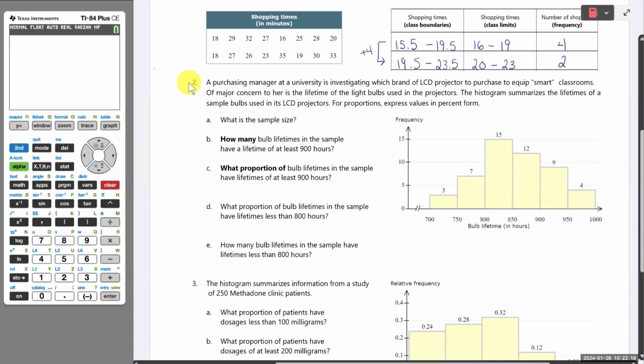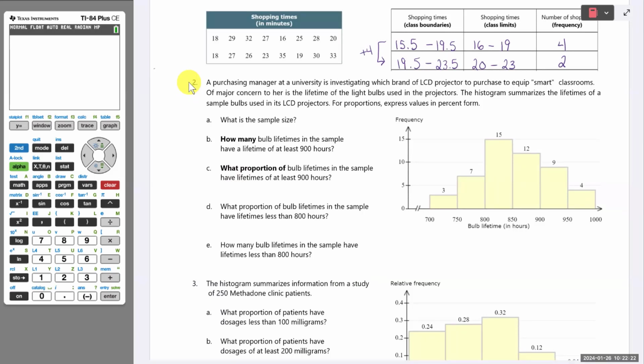All right, so for number 2 here, they're looking at projectors in classrooms, and they're talking about how long the light bulbs last in hours. And first it says, what was the sample size? So how many bulbs were included? So we have the frequencies for each of these bulbs. So for example, 7 light bulbs lasted somewhere between 750 up to and not including 800 hours.